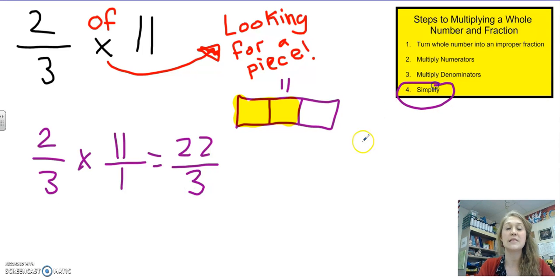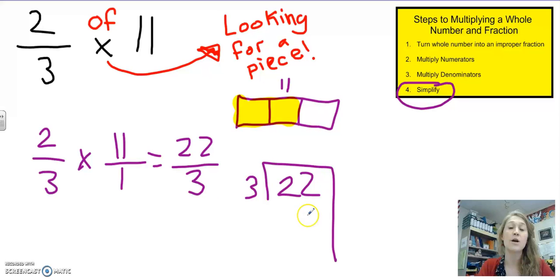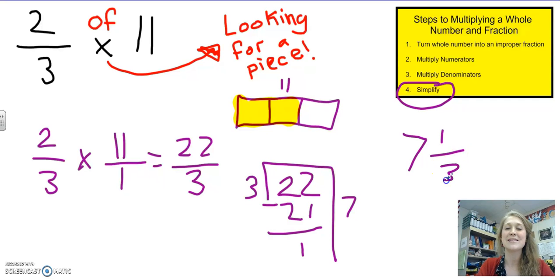And that last step is to simplify, to turn it from this improper fraction into a mixed number. Remembering that fractions are division, 22/3 can also be written as 22 divided by 3. I know that 3 can go into 22 7 times, which gives me 21. When I subtract that out, I have 1 left over. So my simplified answer is 7 wholes, because 3 can go into 22 7 whole times, with 1 out of 3 pieces left over. So 2/3 of 11 is 7 1/3. And that is how you multiply a fraction and a whole number.